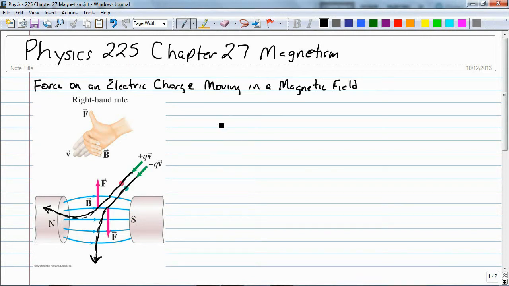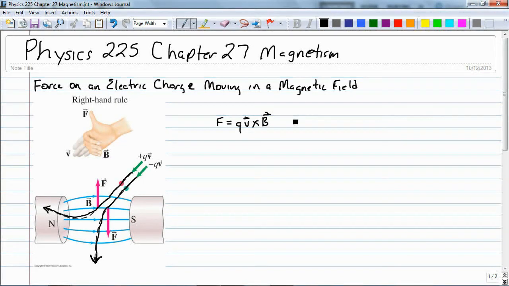And so the equation that we can use is very similar to what we did before, and that's the force is equal to the charge times the velocity vector cross product with the B vector.